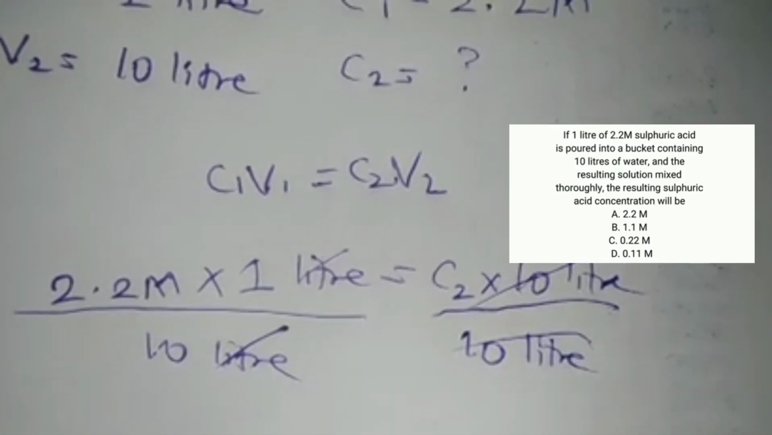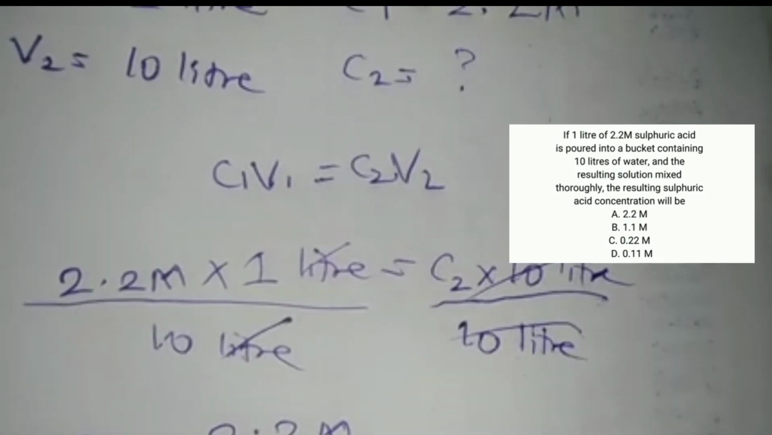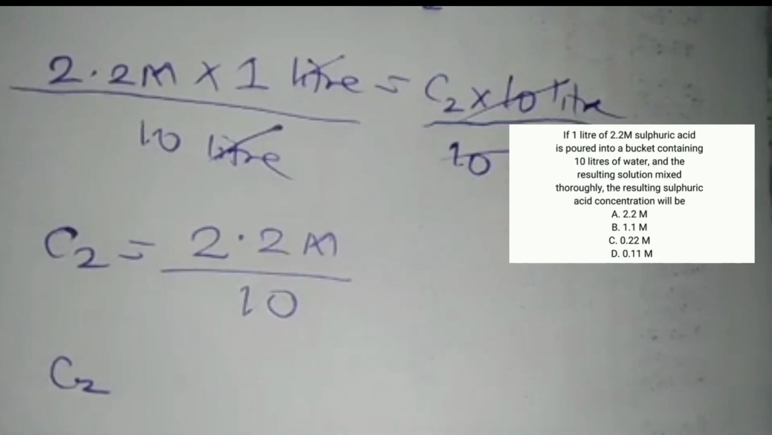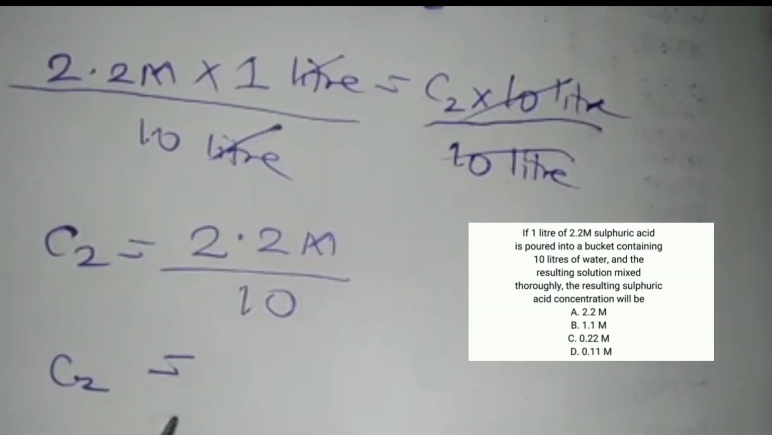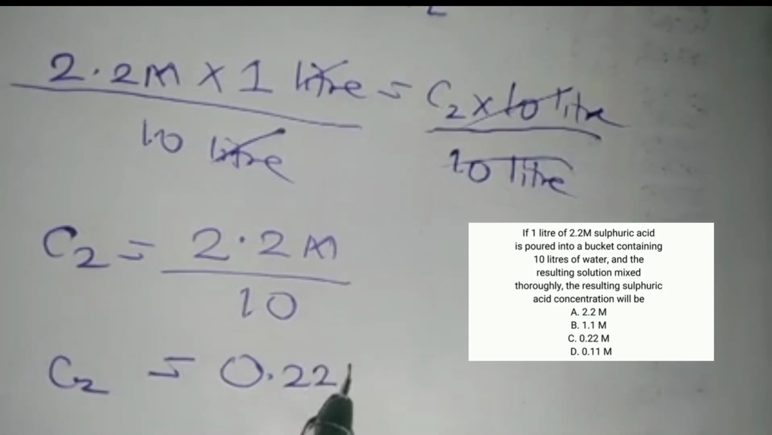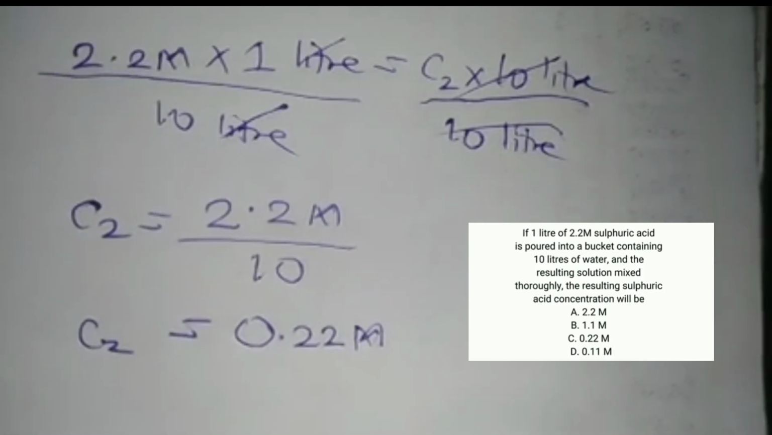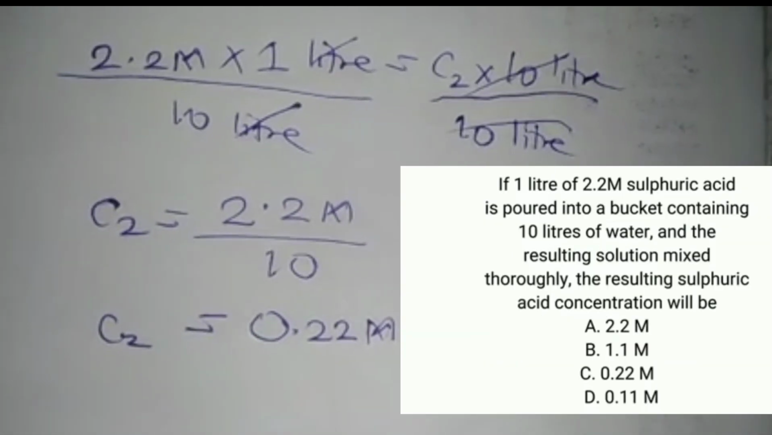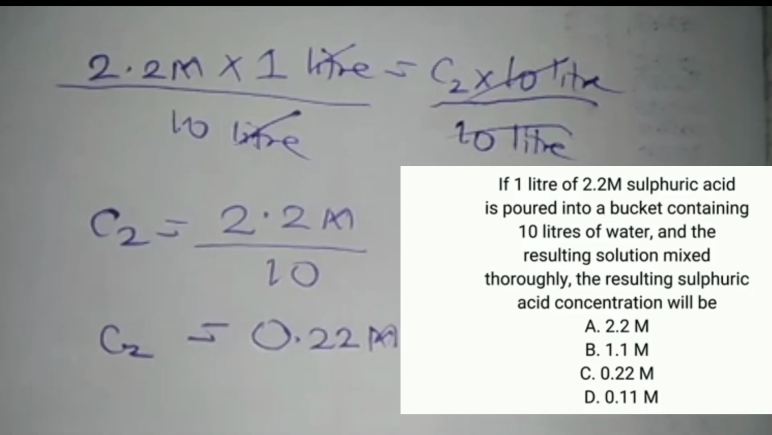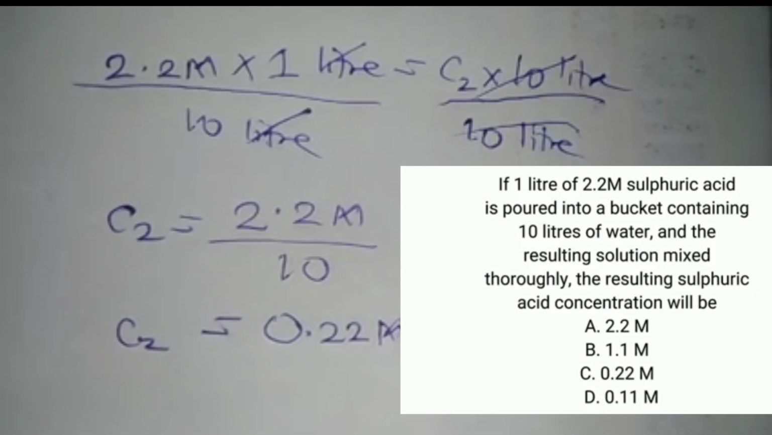So our C2 now is equal to 2.2 mole times 1, which will still be 2.2 mole, all over 10. Then our C2 here will now be what? 2.2 mole divided by 10, which will now give us 0.22 moles. And then judging from the options that were given to us, A 2.2 mole, B 1.1 mole, C 0.22 mole, and D 0.11 mole, the correct answer here is C, 0.22 moles.